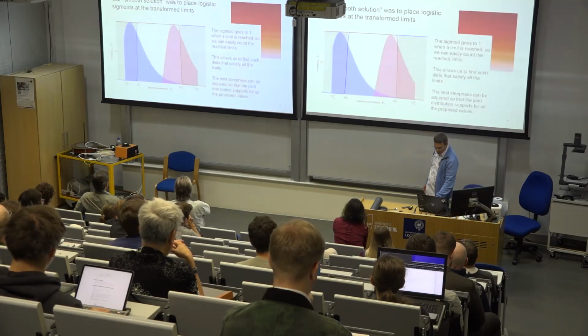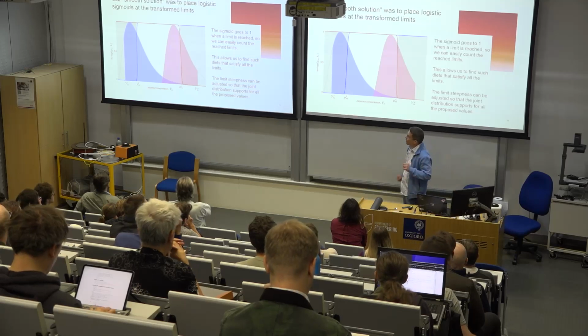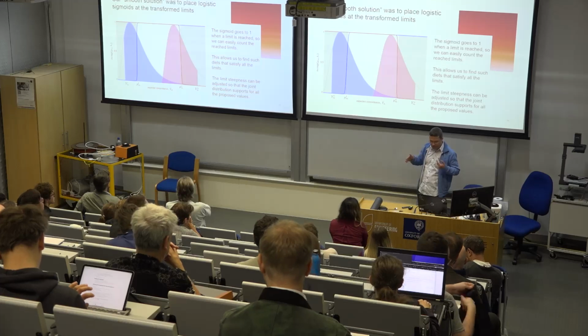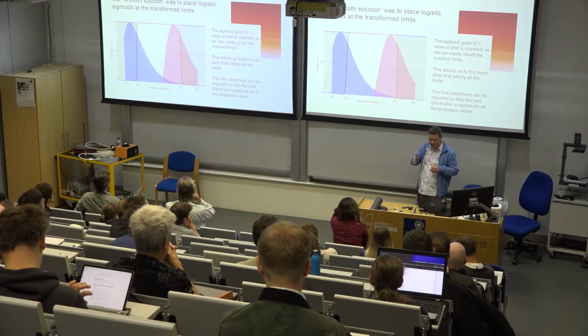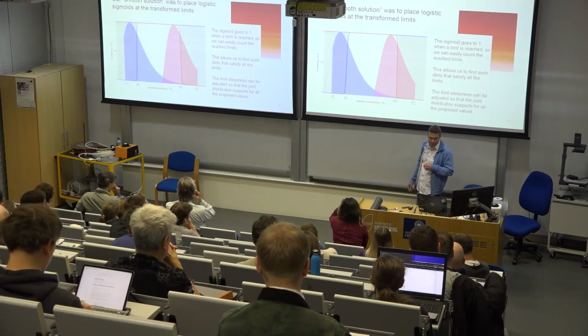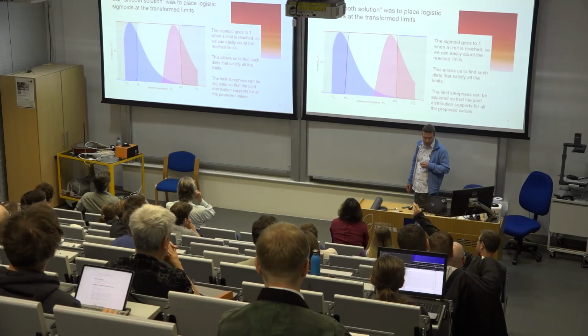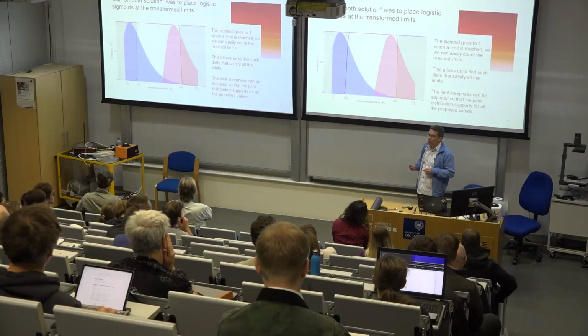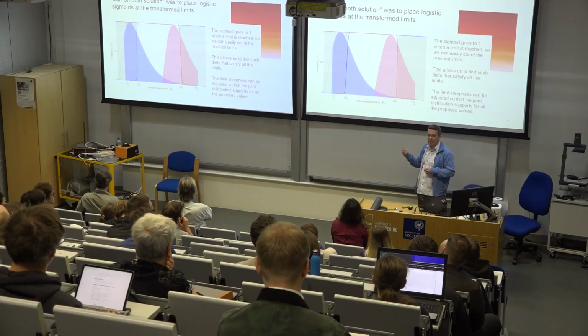gradient-based things. So our smooth solution, which is also the usual approach, is to use logistic sigmoids that we place at the location of those expected values that match the limits. And they have some nice properties. The sigmoid goes from 1 to 0 when the limit is reached. So then we can easily calculate whether we meet all the limits that we need to.